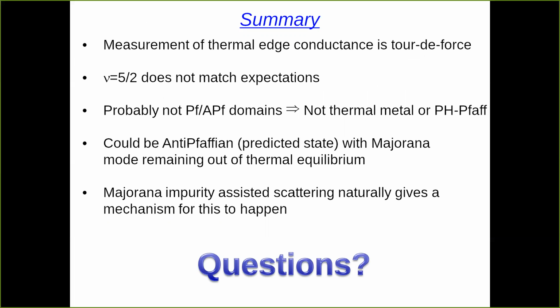The observation is that the 5/2 state does not match the expectations that we had. It is probably not Pfaffian, anti-Pfaffian domains. It is probably not a thermal metal. It is probably not PH-Pfaffian. It could be the anti-Pfaffian with the Majorana mode remaining out of thermal equilibrium. There's at least one mechanism that could potentially give this, although I wouldn't bet my life on it. I would bet a lot more on non-thermal equilibration being part of the solution than I would on this particular mechanism being the right mechanism, one that allows for electrical equilibration without thermal equilibration.